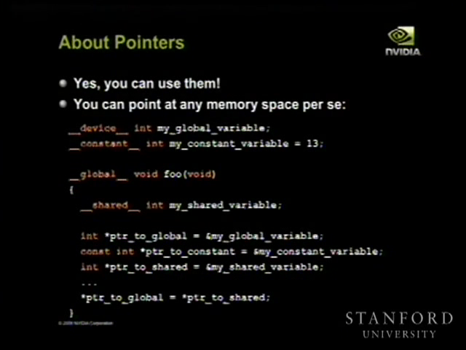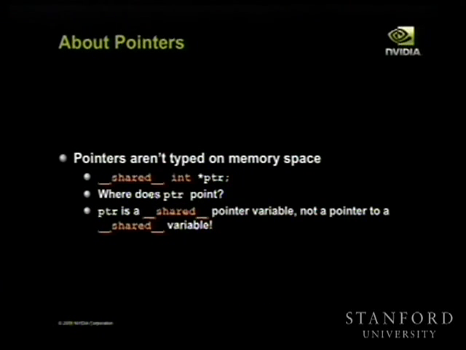And so let me just say a few words about pointers in kernels. So yes, you can use pointers, obviously, but you can also point to any memory space, basically, that you want. So in this foo global function, we can declare pointers to a global variable. We can declare pointers to constant variables or shared variables, and you can read and write between them. But just to note that pointers aren't actually typed on a memory space, so the space is not part of the type. And so what does that actually mean?